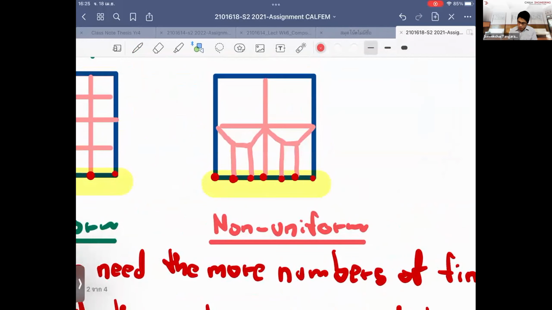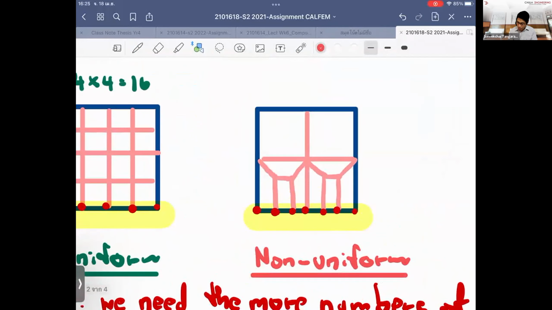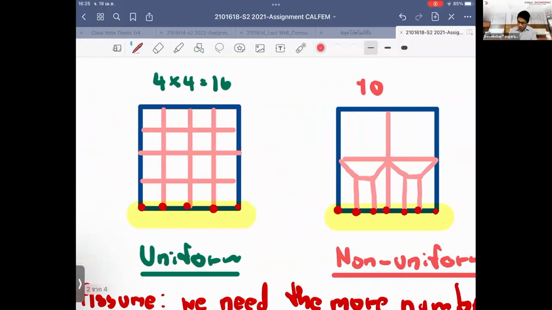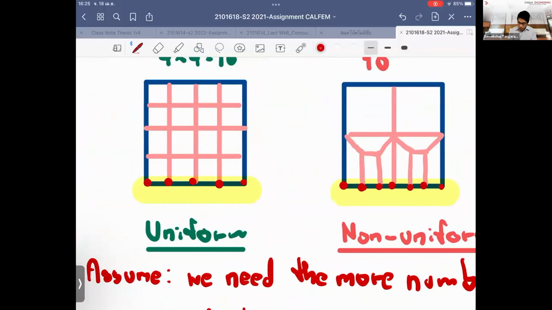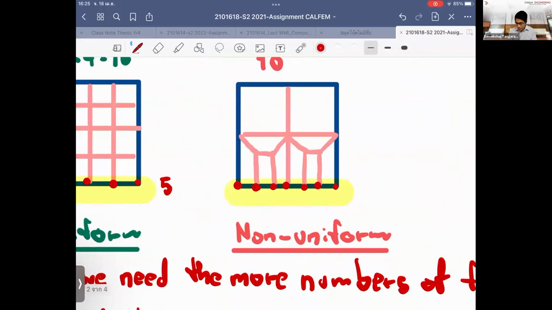But by having the non-uniform mesh, let's count how many meshes I have. I use here 1, 2, 3, 4, 5, 6, 7, 8, 9, 10. I just use 10 meshes. But how many restraint points could I obtain? At the bottom, I got only 5 restraint points. But on the other side, I got 7 more, and I use a smaller number of meshes.